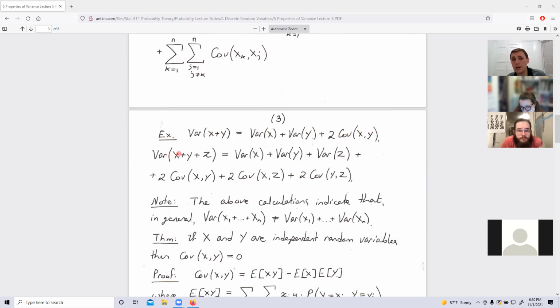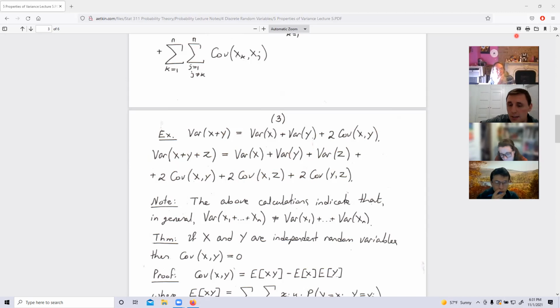And I'm claiming that variance of x plus y plus z will be variance x plus variance y plus variance z, plus 2 covariance xy plus 2 covariance xz plus 2 covariance yz, which, as you can see, is not always the same as variance x plus variance y plus variance z. It will be so only if the covariances are 0. That's why, remember, covariance is this insidious, bloodthirsty thing that is not always 0.